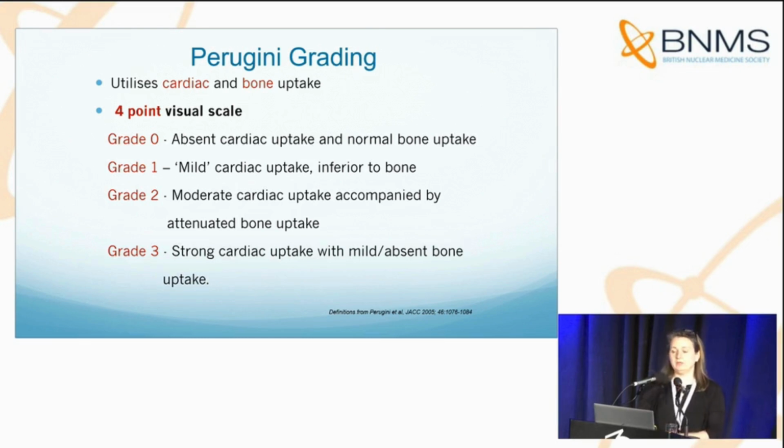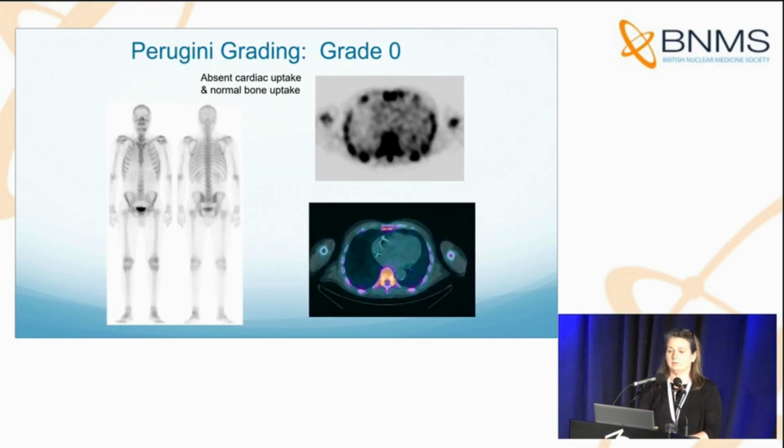Okay, so back in 2005, Perugini devised this visual scale. It's a 4-point visual scale. We've got grade 0, grade 1, 2, and 3. Grade 1 is mild cardiac uptake, inferior to bone. Grade 2 was described in the original paper as moderate cardiac uptake, accompanied by attenuated bone uptake. And then grade 3 was strong, intense cardiac uptake with mild or absent bone uptake.